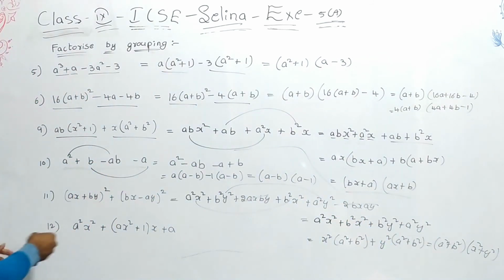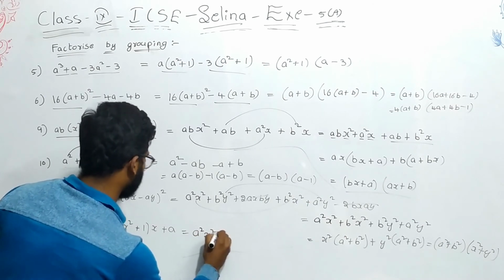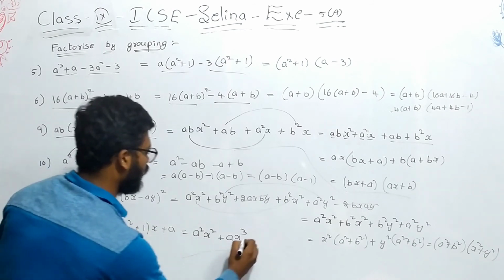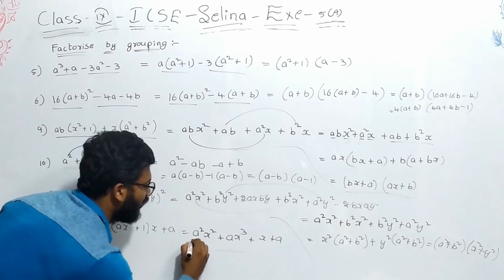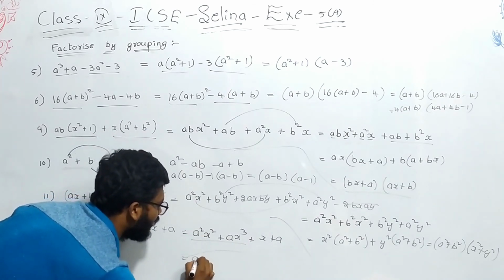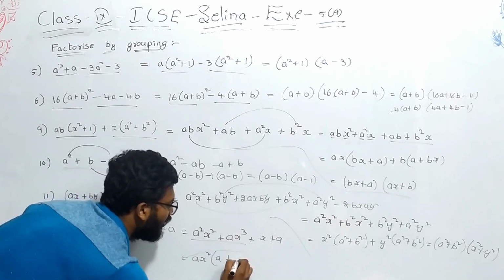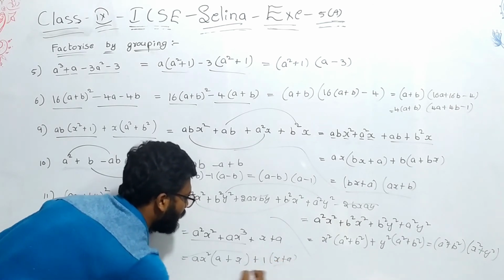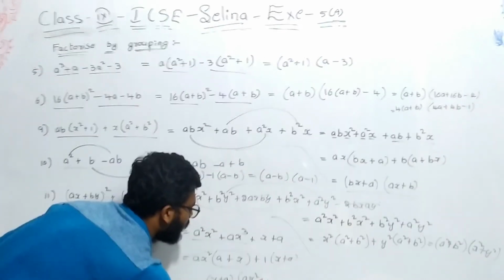Last, a square x square plus ax square plus 1 into x plus a. If I multiply this, what will I get? A square x square plus ax square into x, ax cube, plus x plus a, right? So, here from these two, ax square is common. So, ax square is nothing but a is remaining here, 1 x plus 1 into x plus a. So, if I take x plus a as common, x plus a into ax square plus 1.